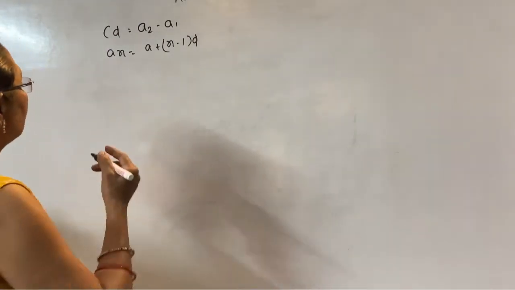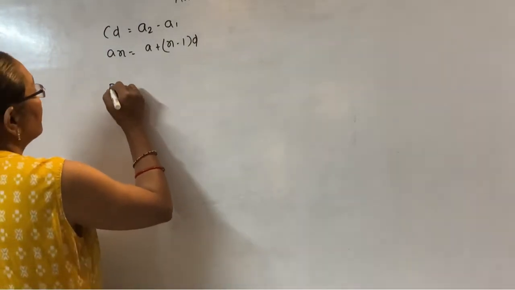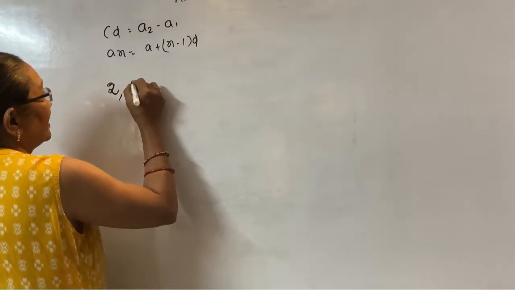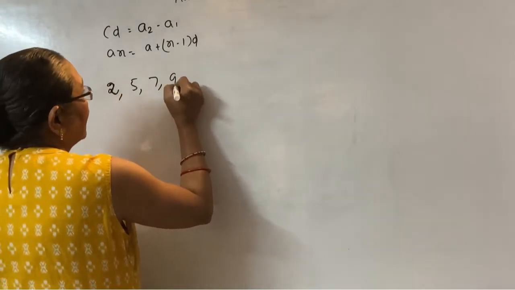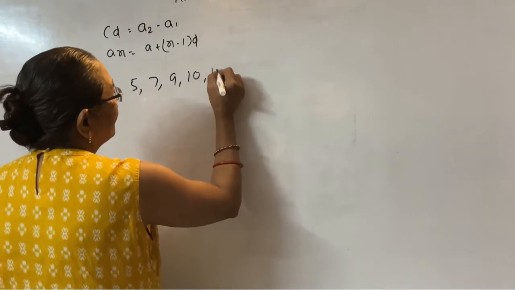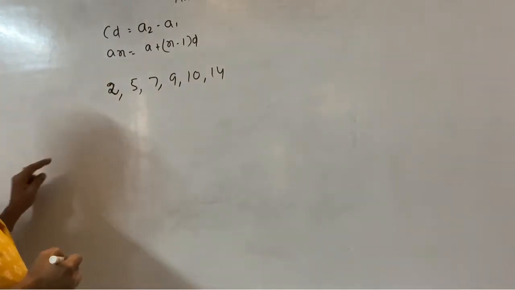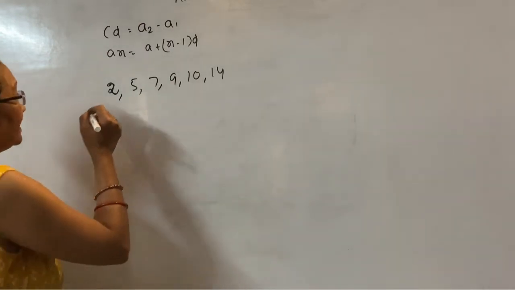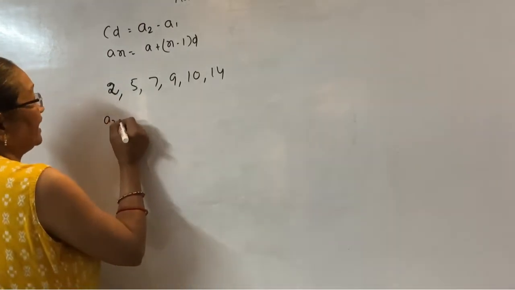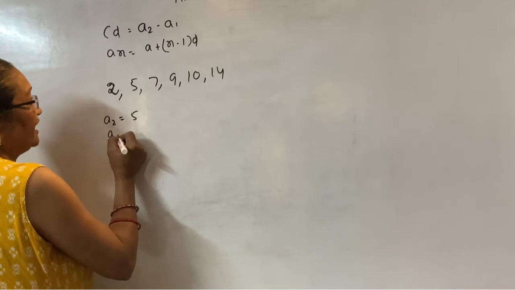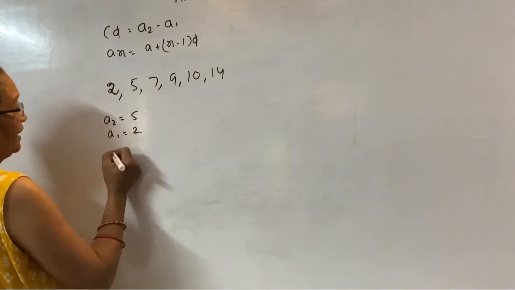हमको मालूम, सपोज मैंने दे दिया 2, 5, 7, 9, 10, 14. मैं कहूँगी ये अरिथमेटिक प्रोग्रेशन में है या नहीं, बताइए. तो आप क्या करोगे? अच्छा, हमारा a2 क्या है? 5 है. a1 क्या है? 2 है.